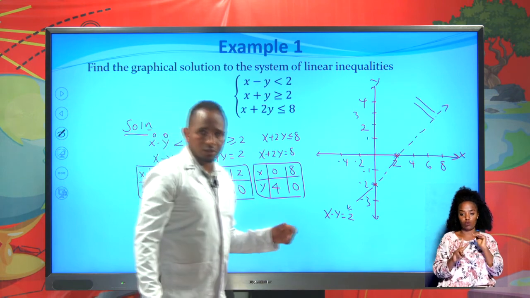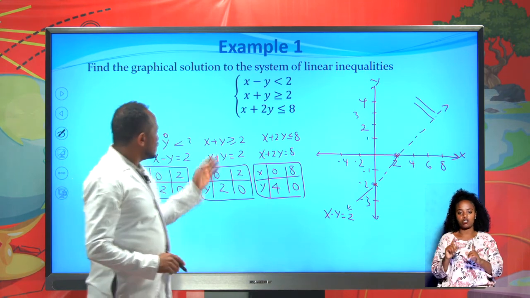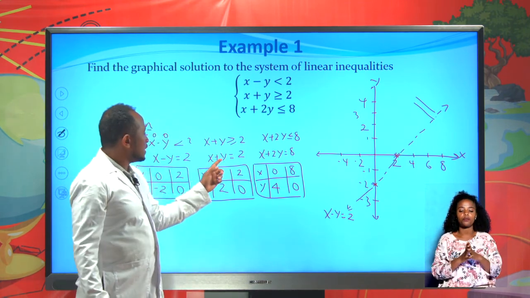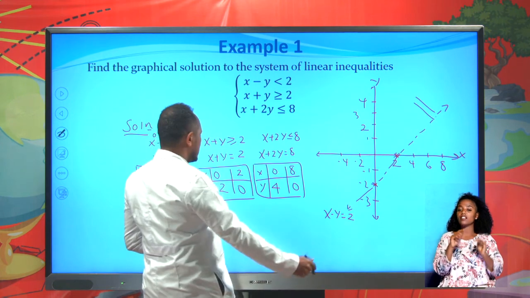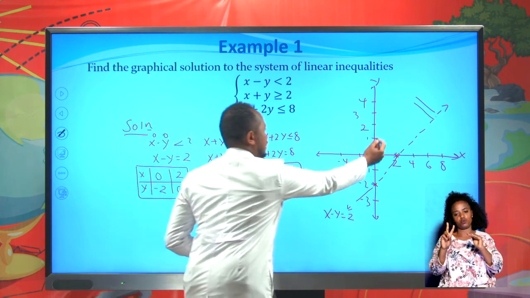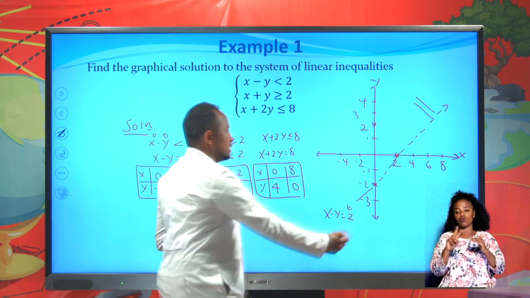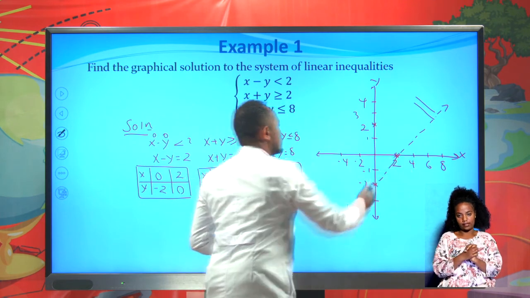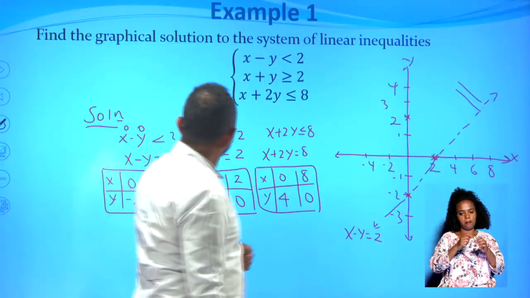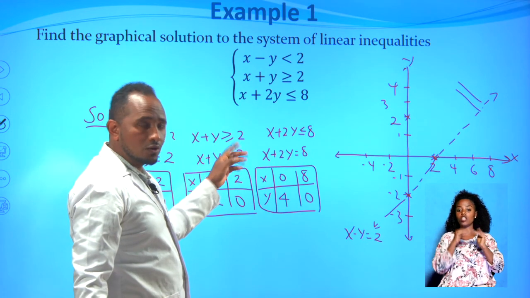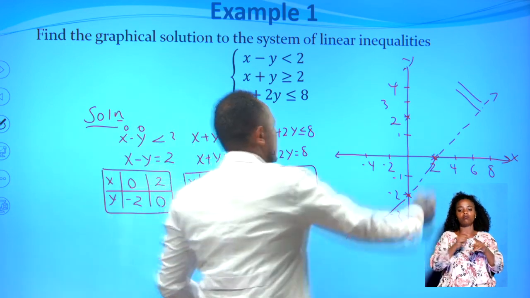But this is not our solution. We have to continue to find the solution of each and their intersection. So let's draw this one also. x plus y is equal to 2. When x is 0, y is 2. This point. And when x is 2, y is 0, this point. So our line passes through these two points. And the inequality is greater than or equal to, it includes the boundary line. So I use solid line for this. Therefore, here you'll have this one.